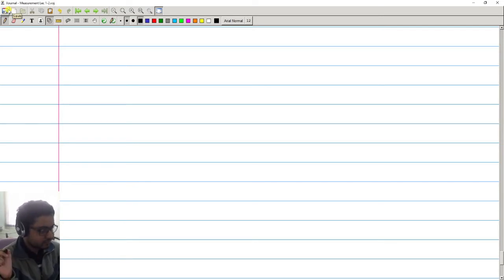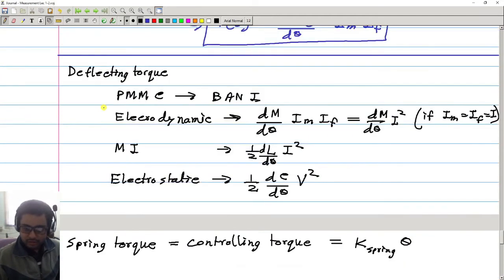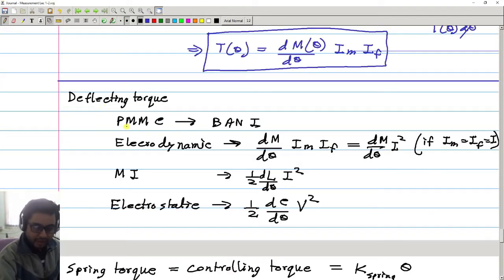Sir, where you mentioned in one list all the instruments and their torques, can you also mention there whether it is used in AC measurements or DC measurements? Yes, good point. Thank you. Okay, you also have to assist me in this. So PMMC, this is used for? So DC. DC only. We will make a modification later. Basically we will put some rectifier circuit, then you can measure AC also. But on its own it can measure only DC.